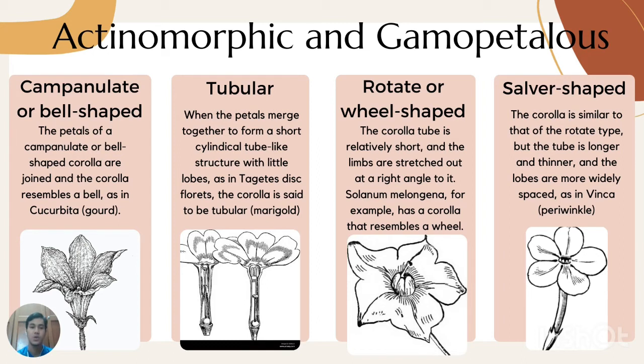So next is rotate or wheel shape. The corolla tube is relatively short and the limbs are stretched out at a right angle to it. Solanum melongena, for example, has a corolla that resembles a wheel.